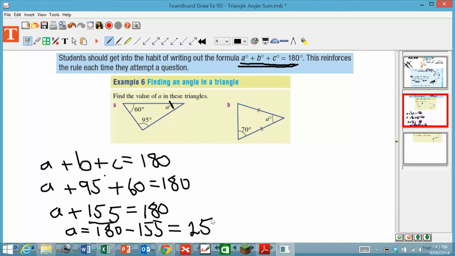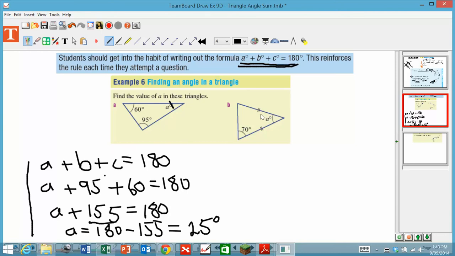Is that right? 55, 65, 75, and then the 5 degrees, so 180 degrees. So my angle A is 25 degrees. So that is the working out that you need to show, but that's simply how you do it.